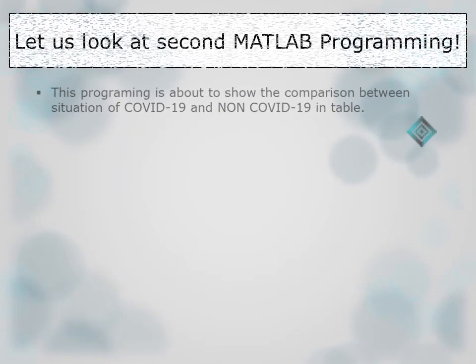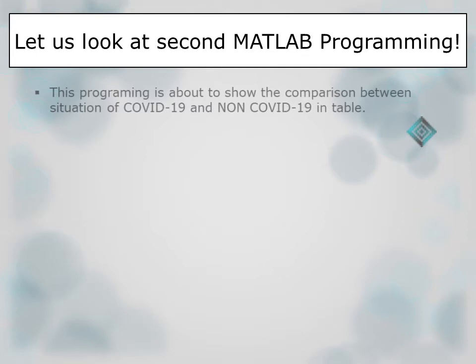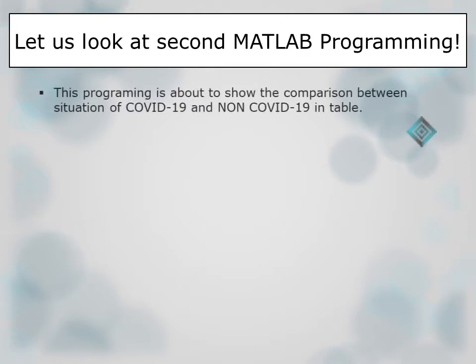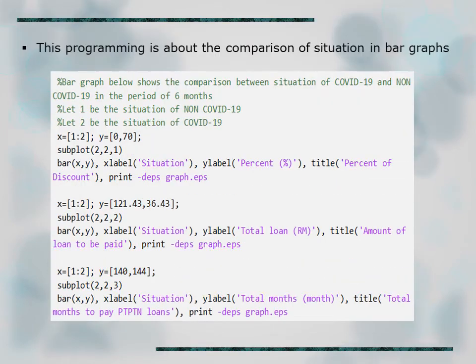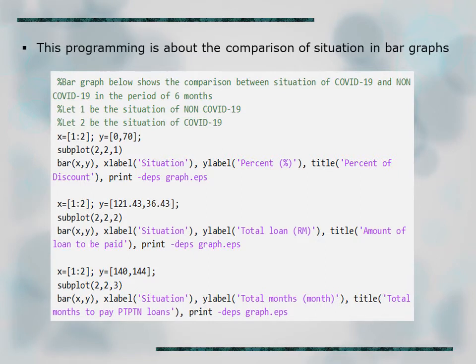Now, let us look at the second MATLAB program. This program shows the comparison between two situations in a table. This MATLAB program is about the comparison of situations in a bar graph. So this is the MATLAB program for the bar graph, and the output will appear as in the slides.